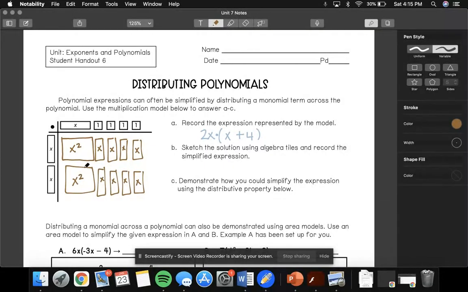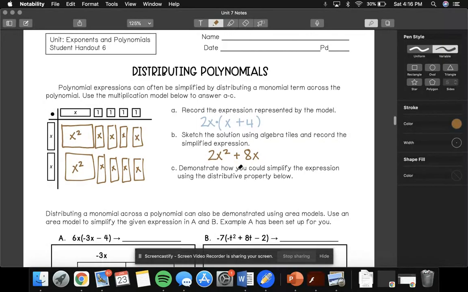So we have two squares, so we have 2x squared. And then we have 1, 2, 3, 4, 5, 6, 7, 8 x's. So this is the simplified version of our algebra tiles. And the last question is, how could we simplify this expression using the distributive property? Well, I'm going to rewrite the problem. If we distribute, 2x times another x, x times x would create a square. And then 2x times 4, 2 times 4 is 8, and we would have an 8x right there.